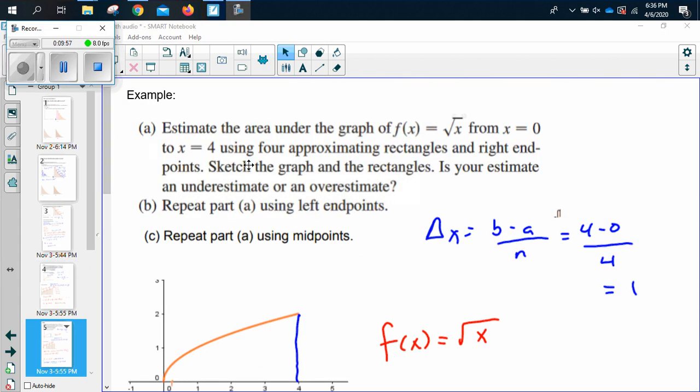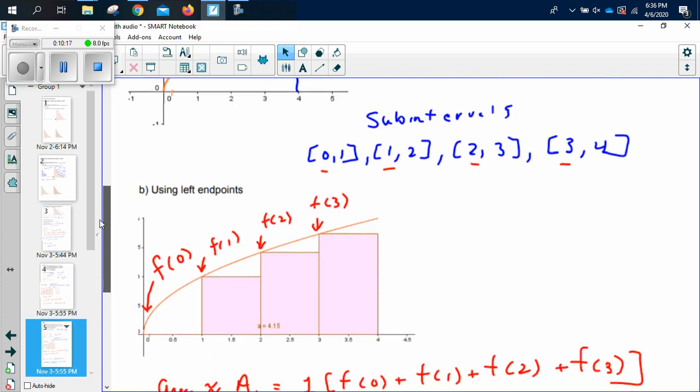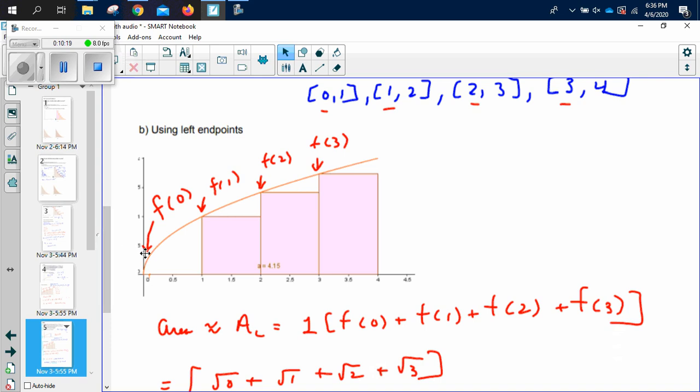Okay, I'm going to do the same thing now, but I just did it using right endpoints. I'm going to use left endpoints now. I have the same delta x, which is 1, same function, same subintervals, but now I'm using the left endpoints. So I'm using 0, 1, 2, and 3 as my x values. So the height of each rectangle is determined by the function evaluated at the left endpoint.